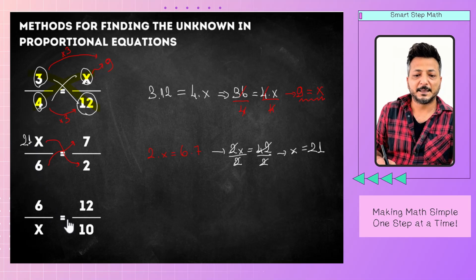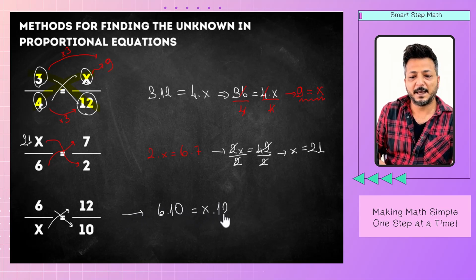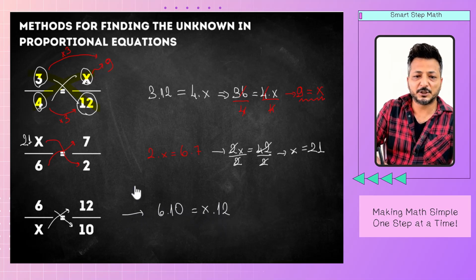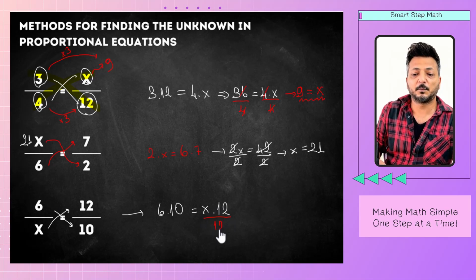So what does our last equality say? Again, if we use our method of equating cross products, 6 times 10 equals x times 12. What do we need to do to find x here? We need to divide both sides of the equation by the factor next to x, which is 12.